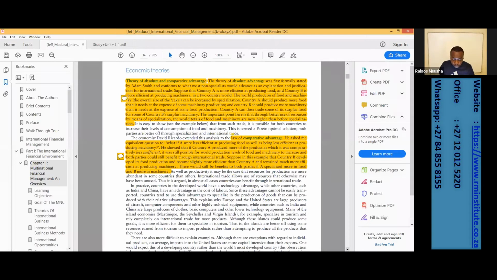Although you see that economically speaking, they won't have that much upper hand when it comes to the trading as well. Because if you look at it, they won't have that much upper hand when it comes to the trading, but there is still some benefit that can be derived from being able to trade the excess food with country B as well.